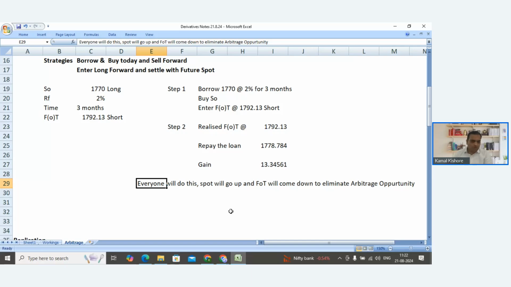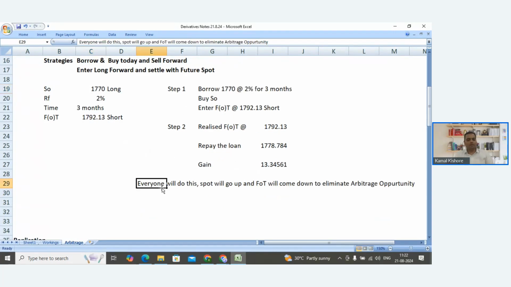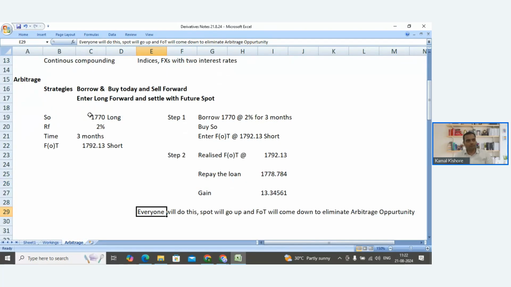So what happens? Either the spot is not correct, or the spot will increase. What did we say? If everyone will do this, the spot will go up. Everyone will buy gold today, so the price will go up. And everyone is selling short, so that will come down. So effectively this difference will get eliminated. Understood?